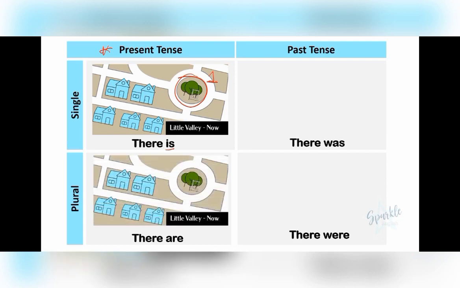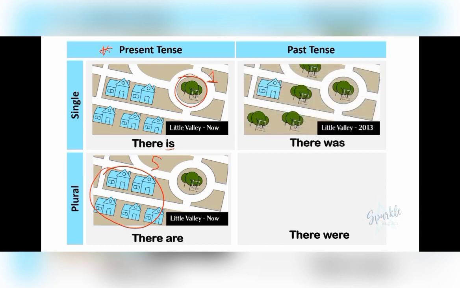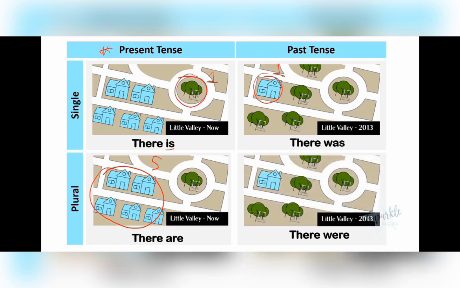In Little Valley right now, there are 5 houses. We use there are because it's plural. But let's say we want to talk about Little Valley in the past. In the past tense, we would use there was and there were. For example, this is a picture of Little Valley in 2013, in the past. In 2013, there was one house in Little Valley. In 2013, there were 5 parks.